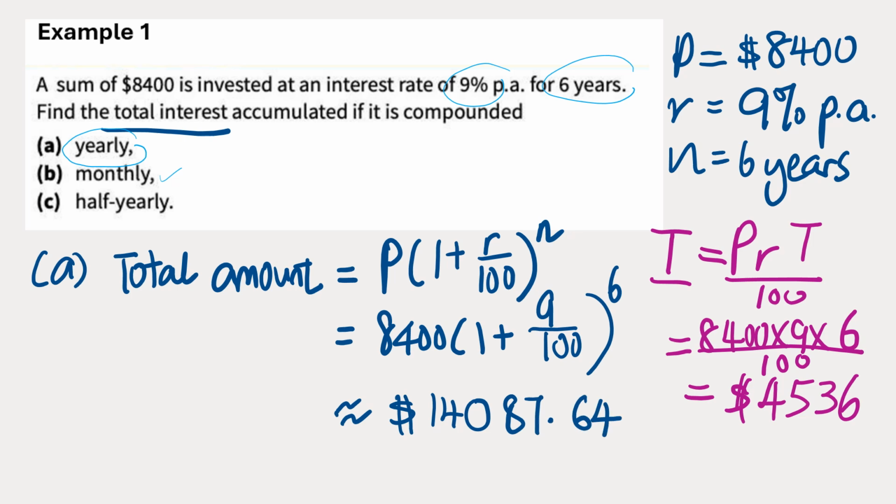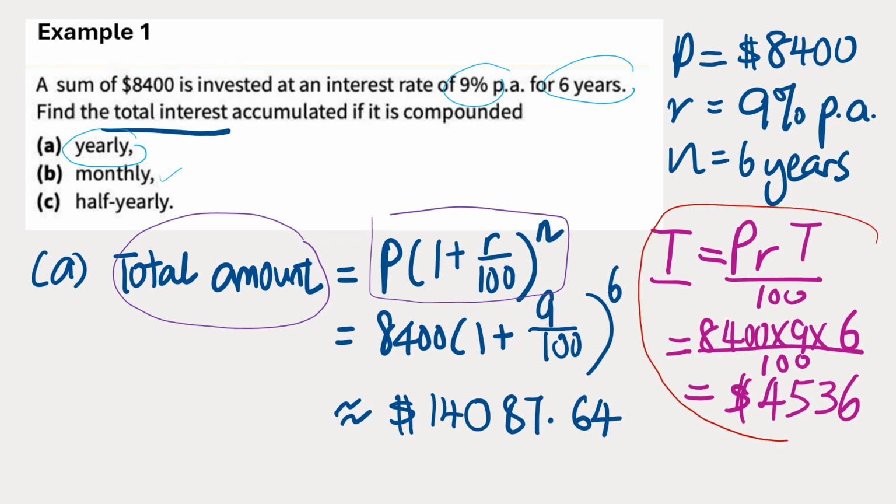This formula here is to calculate the total amount. I actually put down the formula that is used to calculate simple interest. Can you see it's different? The PRT over 100 is just to calculate interest only, but this formula here is to calculate the total amount.